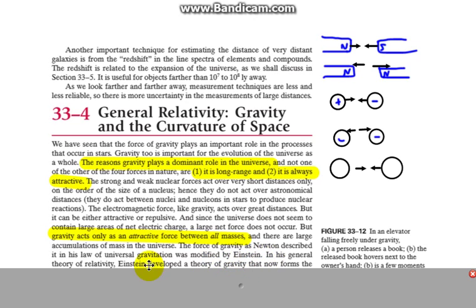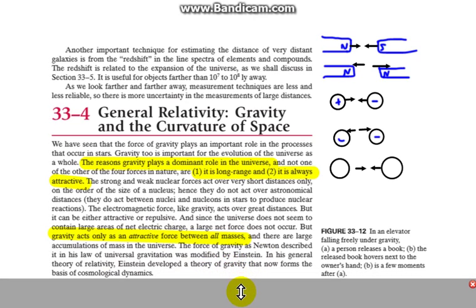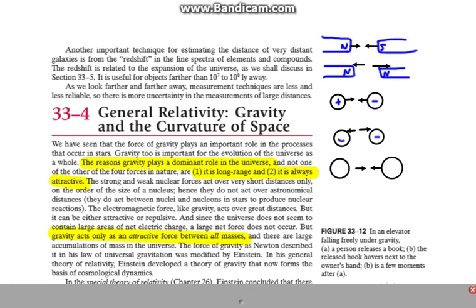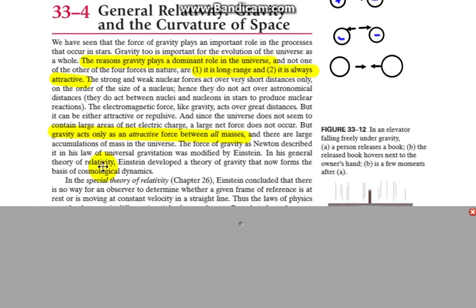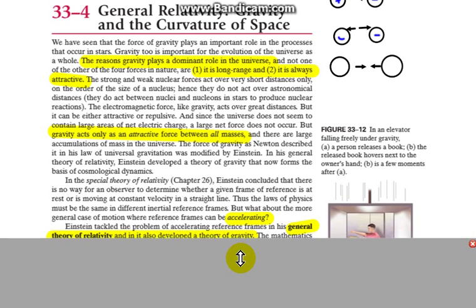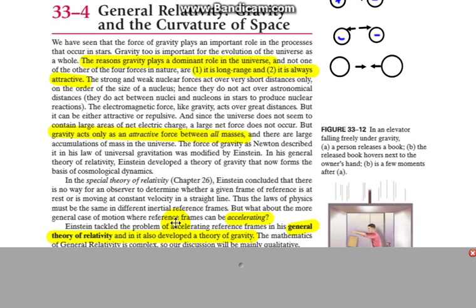The force of gravity, as Newton described in his universal law of gravitation, which we'll take later on in the course, was modified by Einstein in his general theory of relativity. Einstein developed a theory of gravity that now forms the basis of cosmological dynamics. Back when we took special relativity, we concluded that there is no way for an observer to determine whether a given frame of reference is at rest or moving at constant velocity in a straight line. There's no experiment we can do to determine which one we're in. Thus, the laws of physics must be the same in different inertial reference frames.